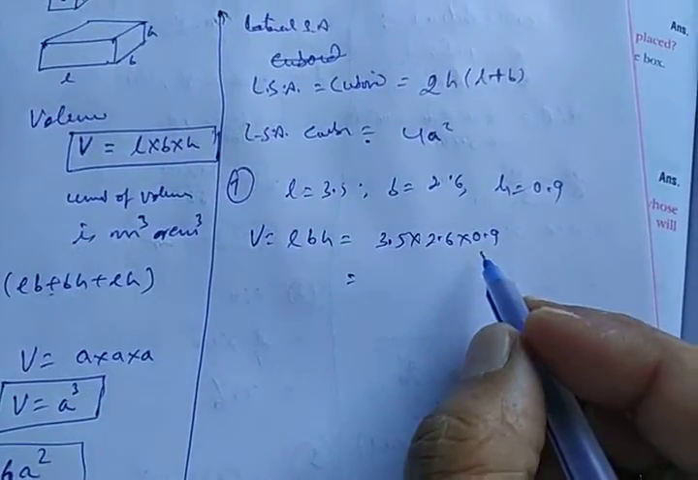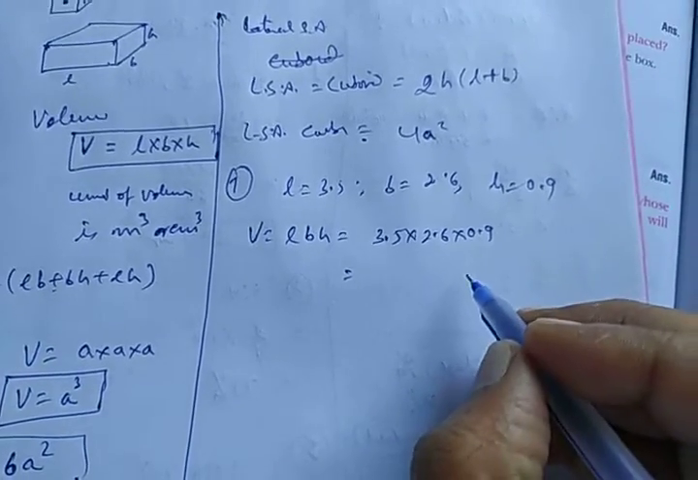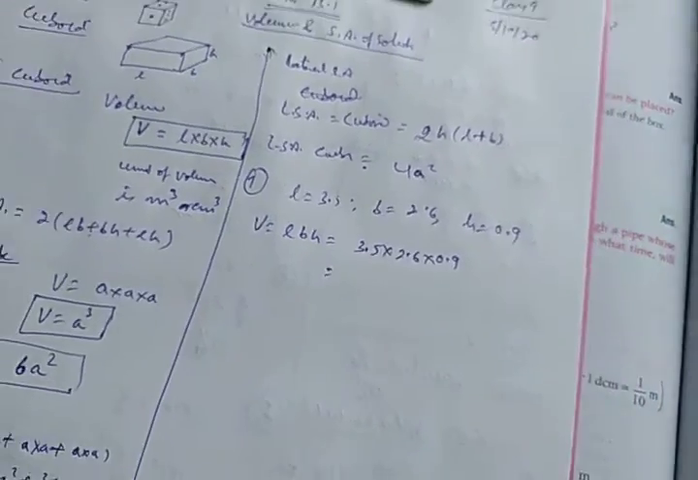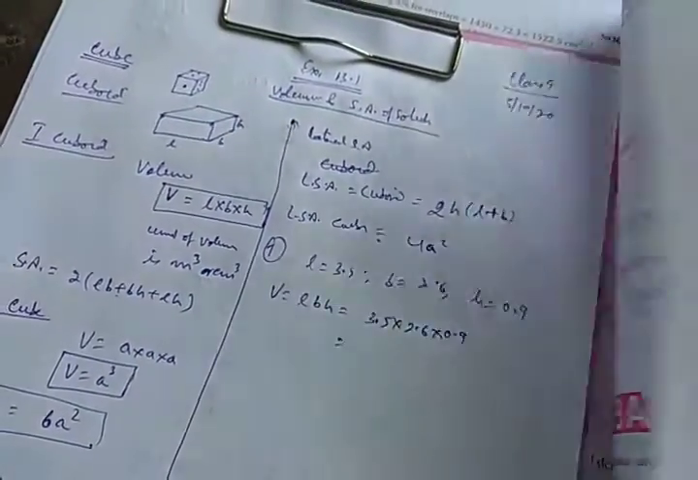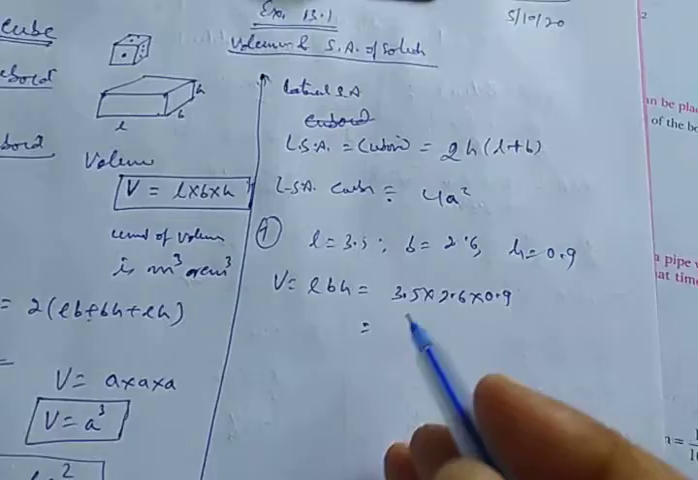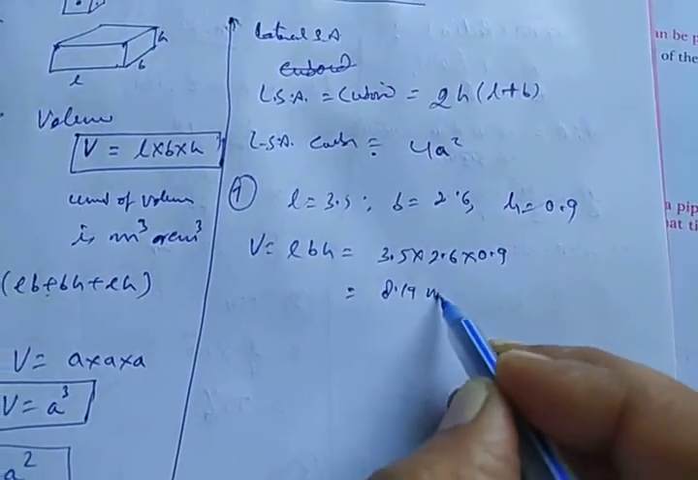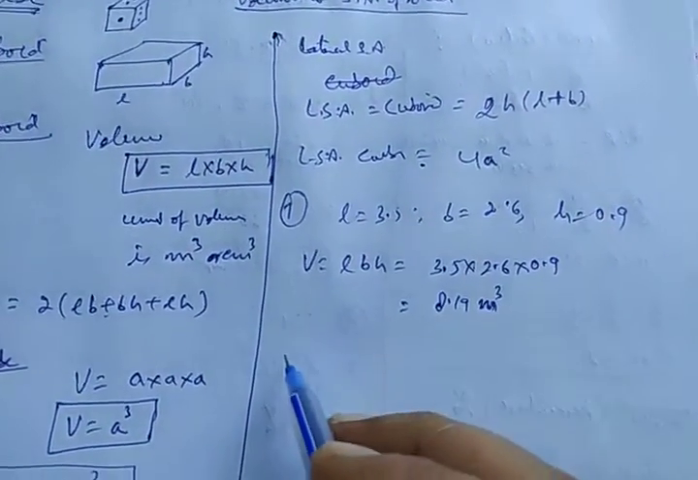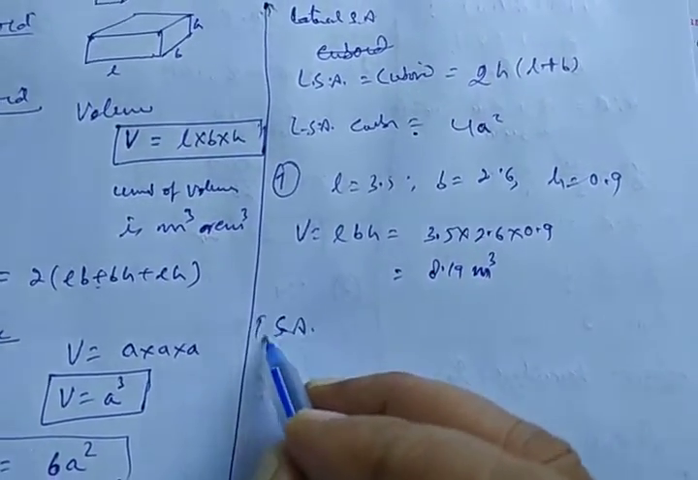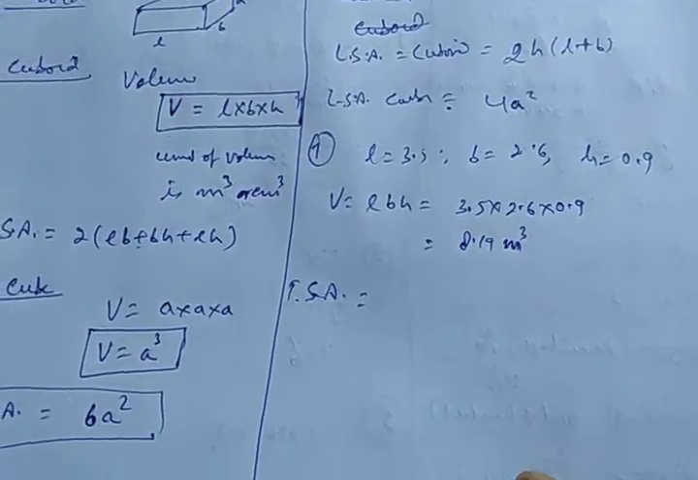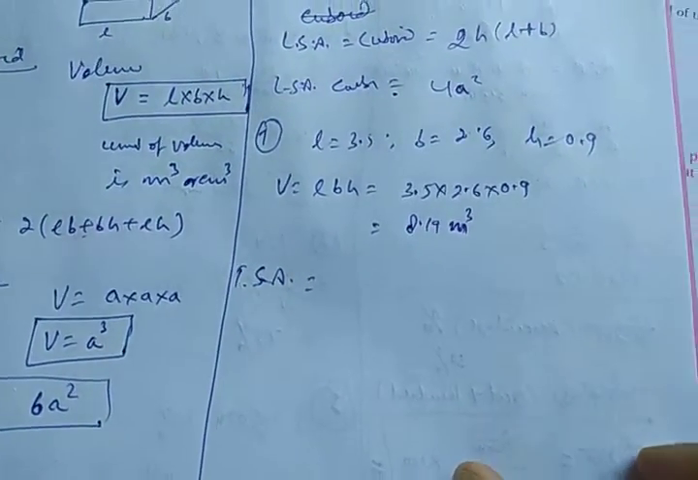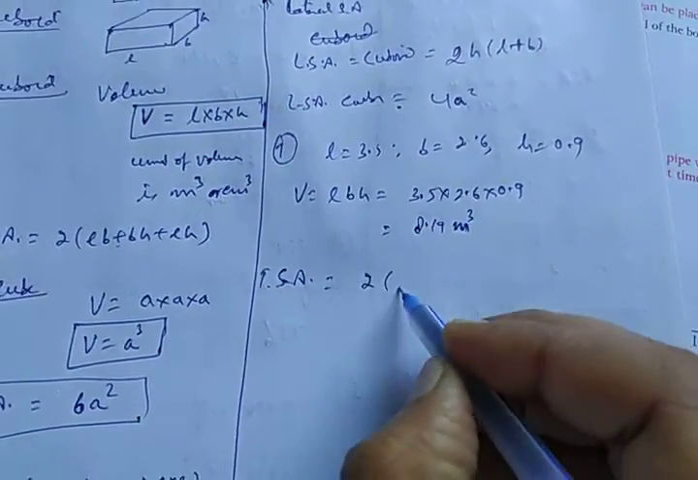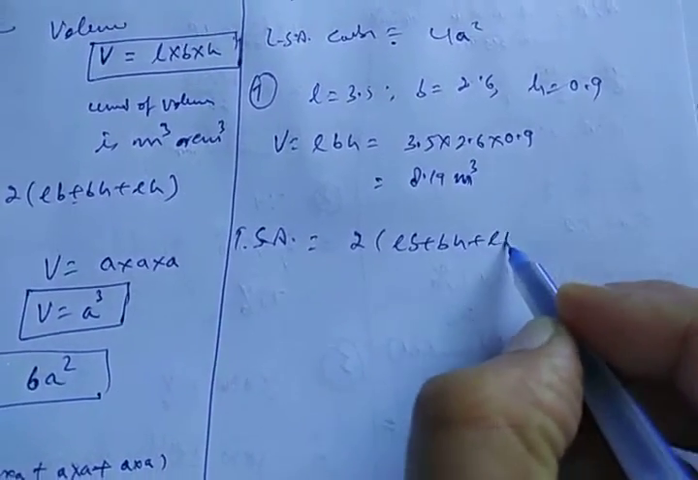Now you have to multiply this, whatever the multiplication comes to. It will come to 8.19 meter cube. You will have to multiply it manually and the answer will be like this. And surface area, total surface area can be written as TSA, lateral as LSA. Surface area of cuboid will become 2 into (LB plus BH plus LH).